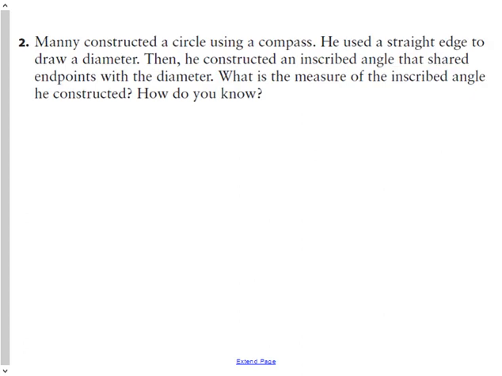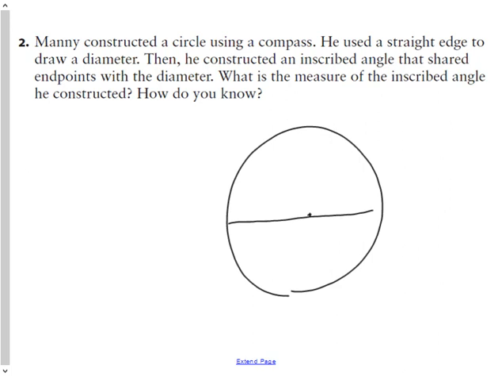Question 2 says Manny constructed a circle using a compass. He used a straight edge to draw a diameter. Then he constructed an inscribed angle that shares endpoints with the diameter. What is the measure of the inscribed angle? How do you know? Well, if he drew a straight line, it will have 180 degrees in it.